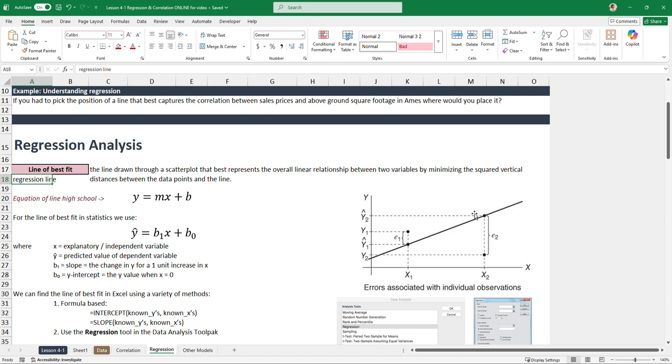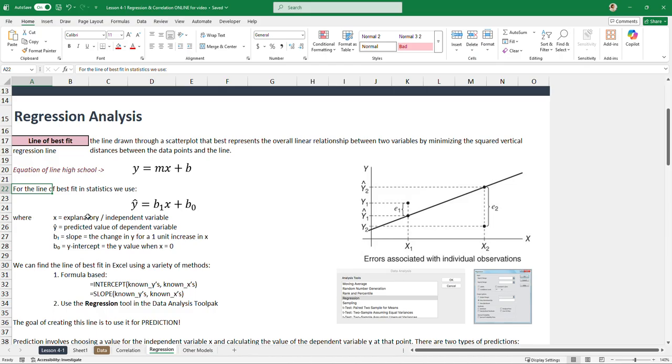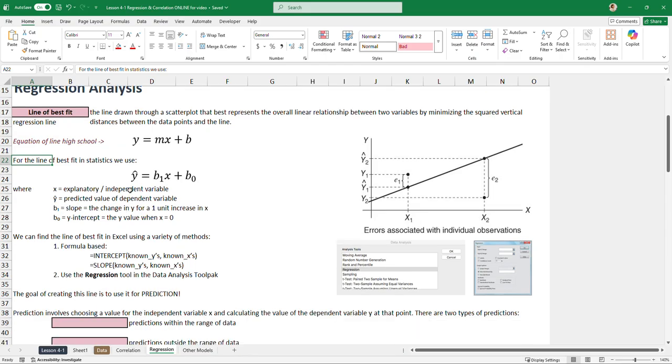In high school, when you worked with equations of lines in grade 9, the equation of the line you probably used was y equals mx plus b, where m represents the slope, that's how steep the line is, and b represents the y-intercept. That's where the line starts from, or you can also talk about it as where it crosses the y-axis. So this would be the intercept where it crosses the y-axis, and the slope is how steep the line is. In statistics, we use a slightly different notation in order to represent the line of best fit.